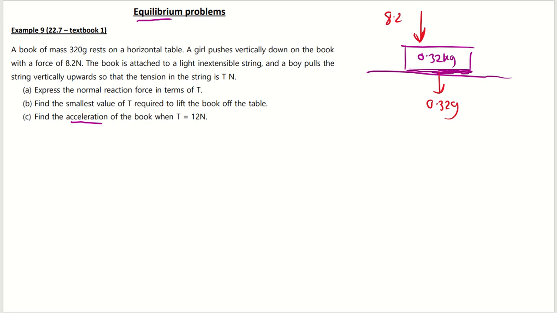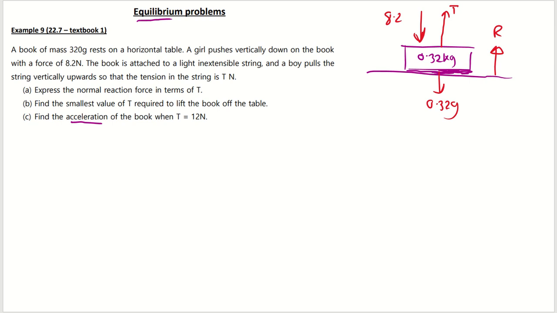And the book is attached to a light inextensible string and a boy pulls it vertically upwards. So we've got a force coming upwards as well. Let's call it T for tension. And then we've just got one more force. There's only one object, and it's a reaction force going upwards on the book from the table. We've only got one object, so we don't need the opposite and equal R. Okay? And it says here, express the normal reaction force in terms of T.